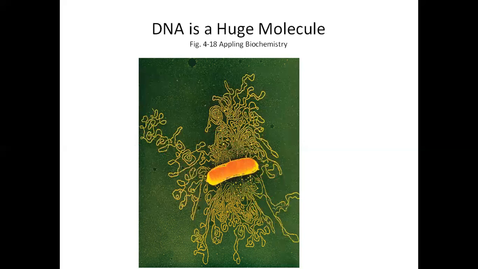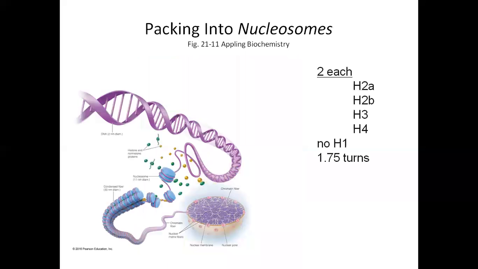Eukaryotes and, as it was published in 2017, archaea use a different method of packaging, which is to wrap DNA around proteins. Eukaryotes use a protein called histone, of which there are 5 different molecules.